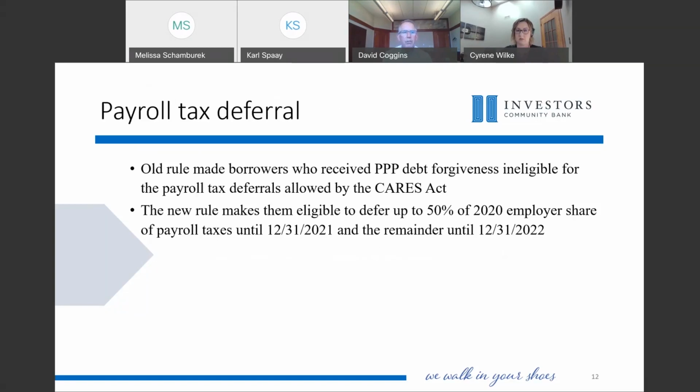Payroll tax deferral. This is just a throw in. It really doesn't affect your loan, but the old rule made borrowers who receive PPP debt forgiveness ineligible for the payroll tax deferrals allowed by the CARES Act. And the new rule now makes you eligible. So this is something you'll work with your accountant on, and they'll know more about this, but it does give you that ability now to use those deferrals on payroll tax that you were ineligible for under the old rules. Next.